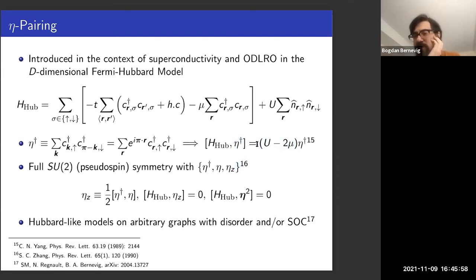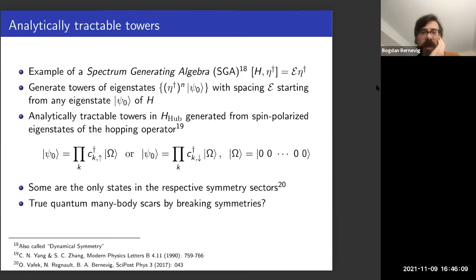Now, this of course reminds you of scars, except that in this case, eta is an exact symmetry, okay? And it actually gives you another SU(2) symmetry. And, as I said, at some spacing starting from any state. Now we know that the AKLT model or the models that I presented before do not have this symmetry because their spectrum does not come in this way. You can find only one tower of states.